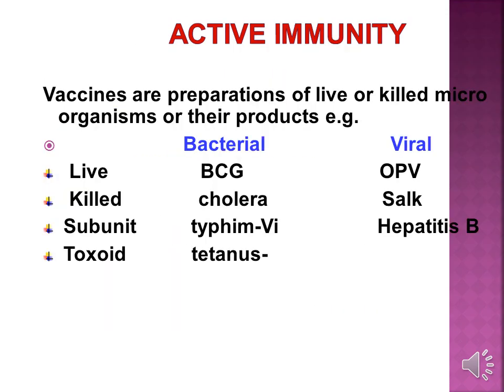Now we'll see a few vaccines. Vaccines are preparations of live or killed microorganisms or their products. There are bacterial or viral vaccines, and there are different types. For live vaccines, an example of bacterial is BCG and viral is OPV. For killed vaccines, an example in bacterial is cholera, and in viral it is Salk, that is for polio. Then subunit vaccines: Typhi Vi in bacterial, and hepatitis B in viral. Then toxoid, which can be tetanus in bacterial.